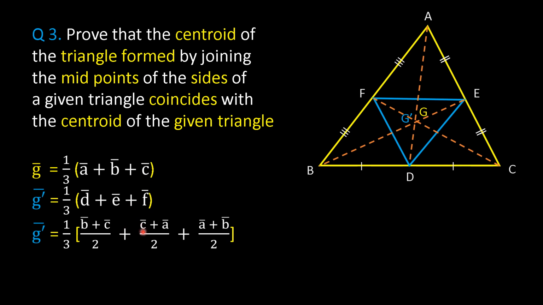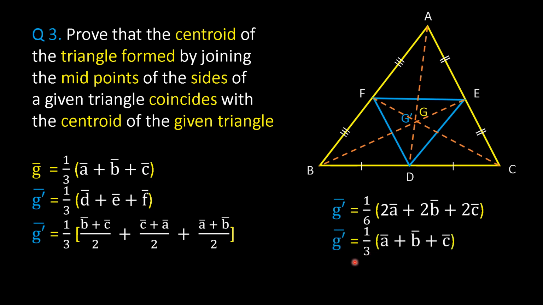In place of E bar, we will write C bar plus A bar by 2. In place of F bar, we will write A bar plus B bar by 2. That will be G' bar equals 1/6 times 2A bar plus 2B bar plus 2C bar, which will be G' bar equals 1/3 (A bar plus B bar plus C bar).